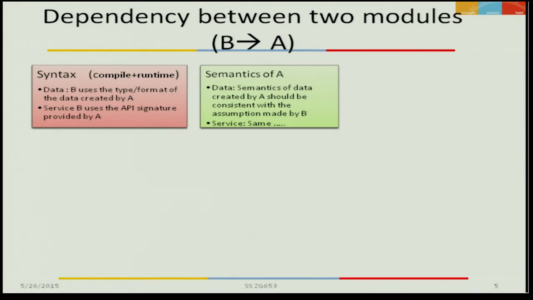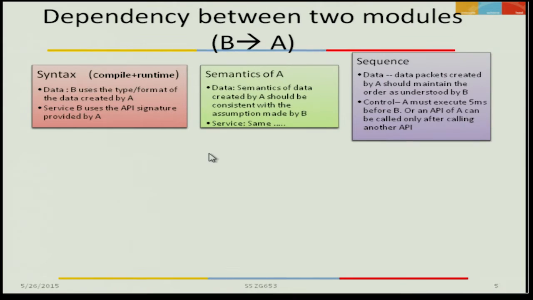Now here the dependency is quite tricky, because A is creating the data and putting in those data values, and A is assuming certain meaning for those data values, and B is also interpreting those data values with some meaning. Those meanings should be consistent. If they are not, then there is a problem.